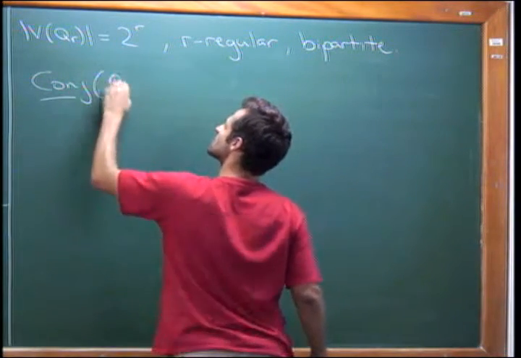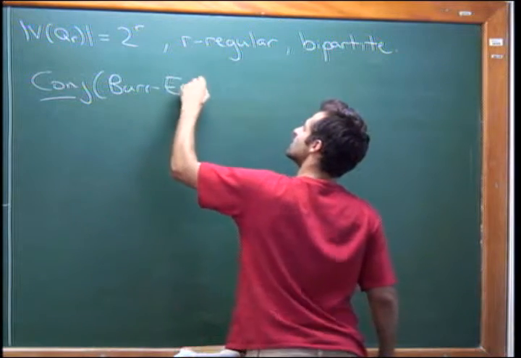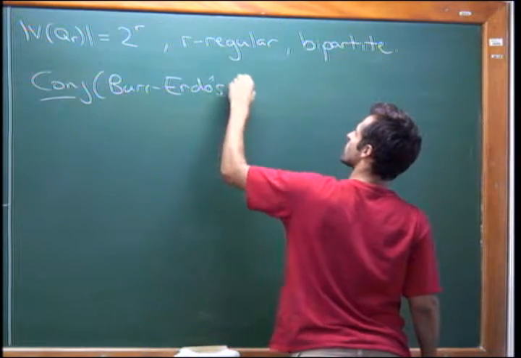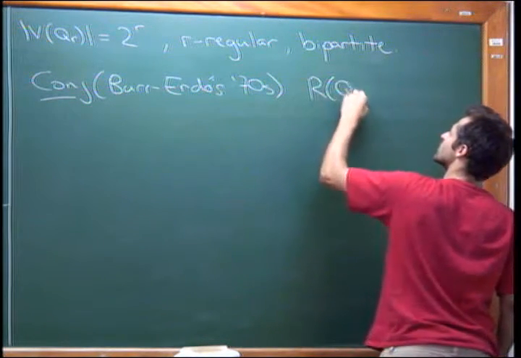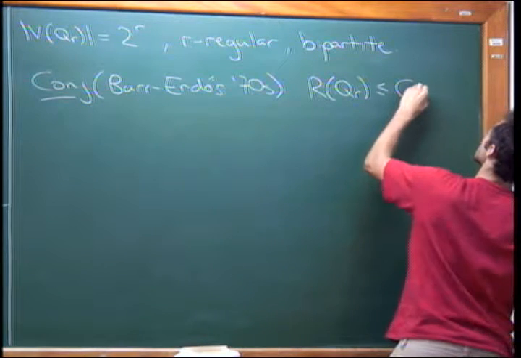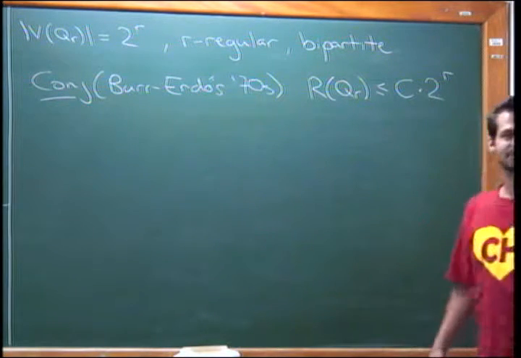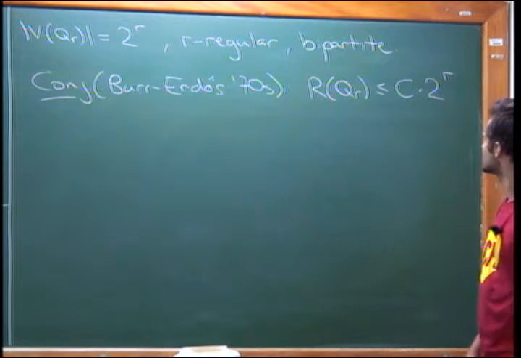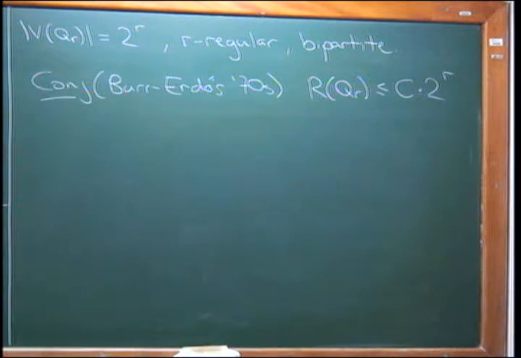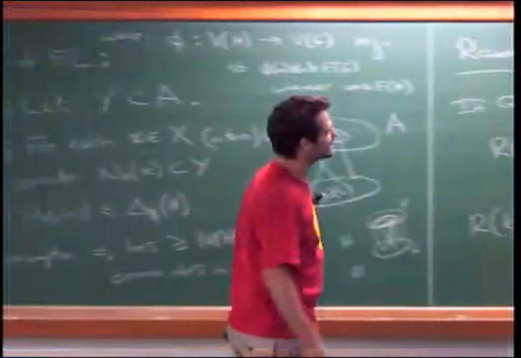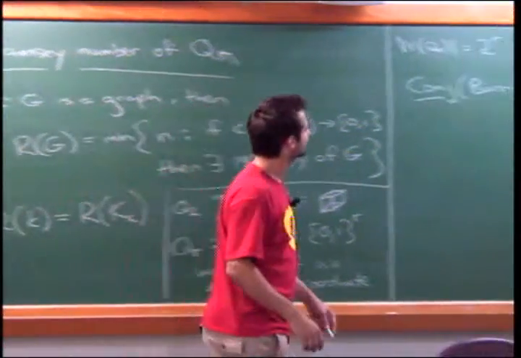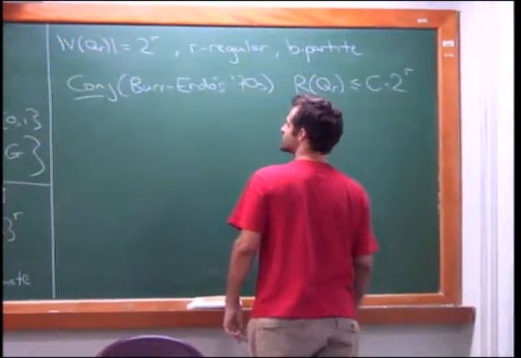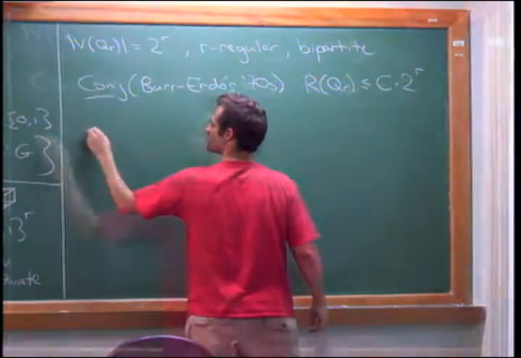A famous conjecture of Burr and Erdős from the 70s, I think, says that the Ramsey number of Q_r is a constant times 2 to the r. So it's certainly as big as 2 to the r, because if it's smaller than 2 to the r, there are no copies at all. They conjecture that it's within a constant factor. This is surprisingly difficult.